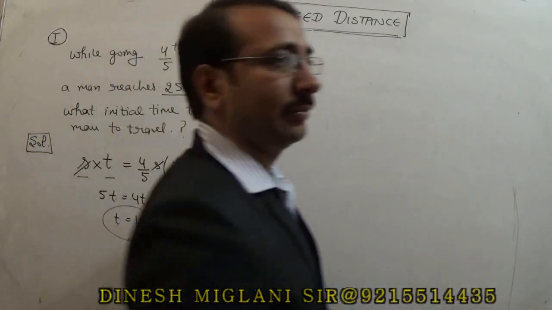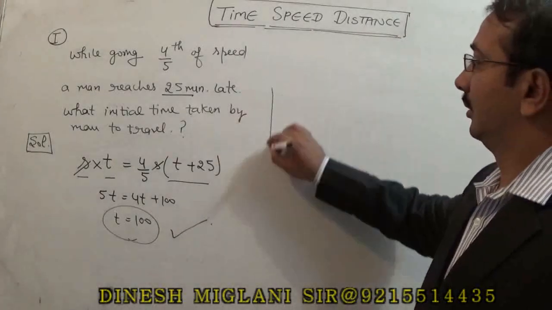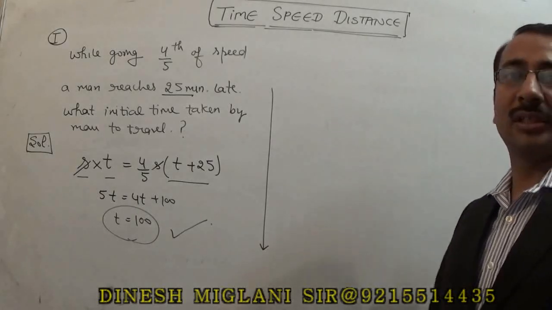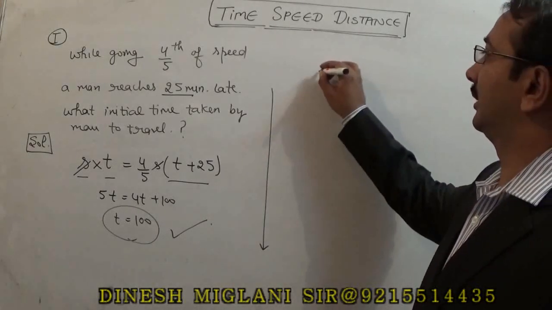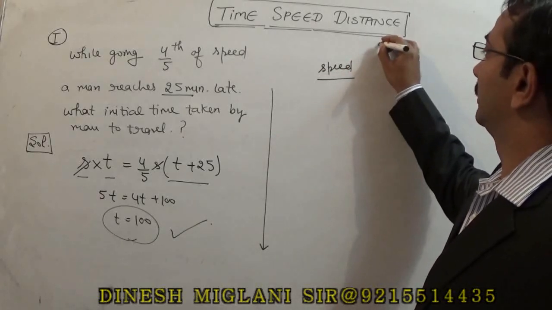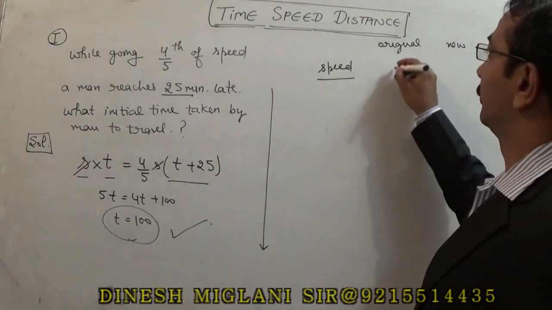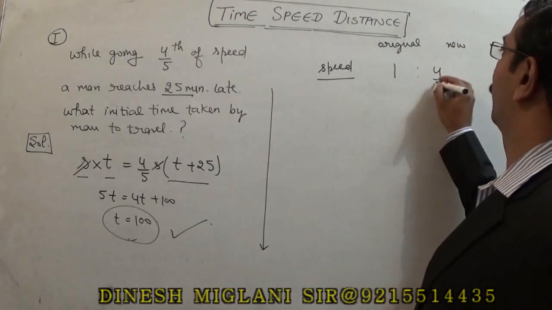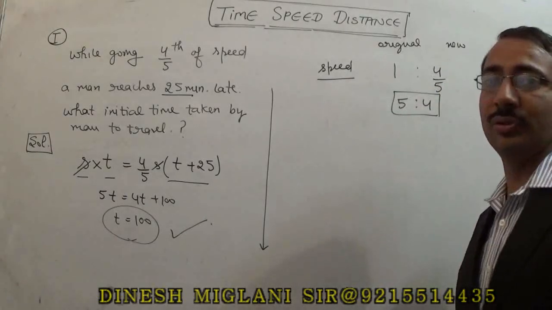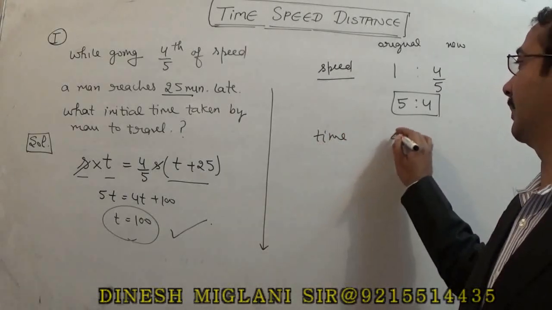The same question can be solved with the help of the ratio approach. How can we go for it? It is given that while going at 4 by 5th of the speed, we will try to find the ratio of original speed to new speed. Let us assume original speed is 1, new speed becomes 4 by 5. The ratio is 5:4, that is original speed to new speed. I know that the ratio of the time taken is reversed. That becomes 4:5.